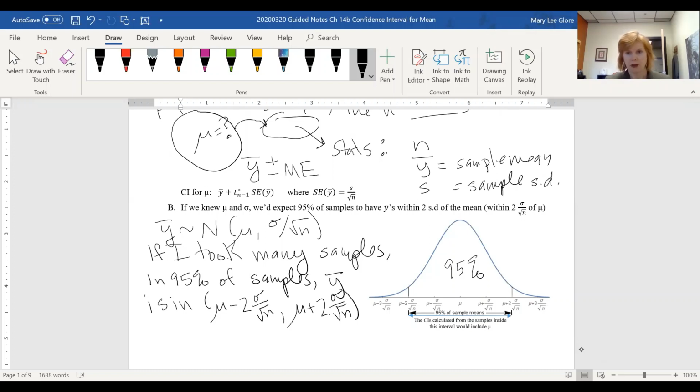Okay, so if y bar happens to be in here, which is going to happen 95% of the time, so if y bar is within 2 standard deviations of mu, then mu is also within 2 standard deviations of y bar. So basically, if my y bar happened to be in here, let's just say it happens to be right here. Let's say y bar is here. It's close to this edge.